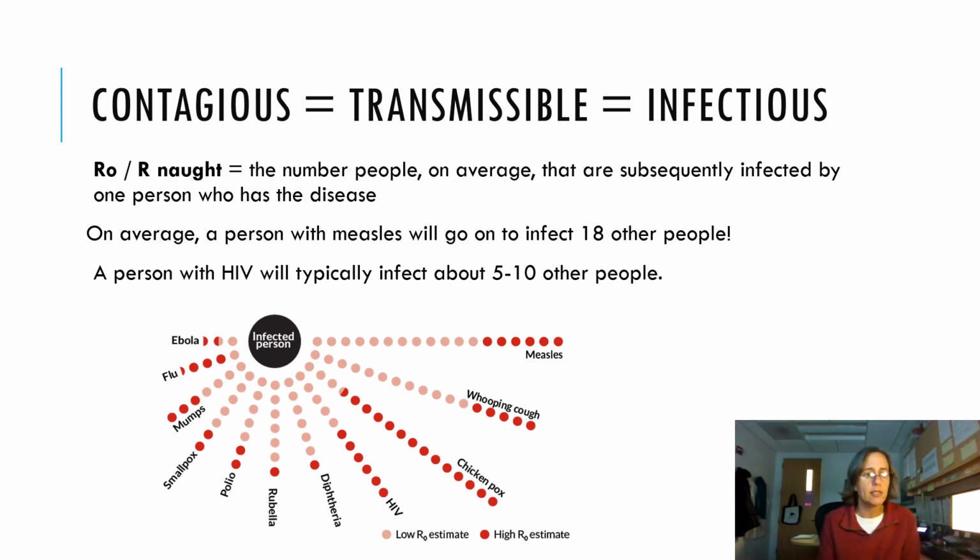Again, I apologize. So R naught, R with a little 0 underneath it, is the number of people on average that get infected by one infected person. So on average, for example, a person with measles, right? So here's measles. On average, they infect between 10 and 18 other people. So you have one person gets measles, on average, they're going to infect 10 to 18 other people. And then those 10 to 18 other people are going to themselves infect 10 to 18 other people, right? That's really, really, really contagious.